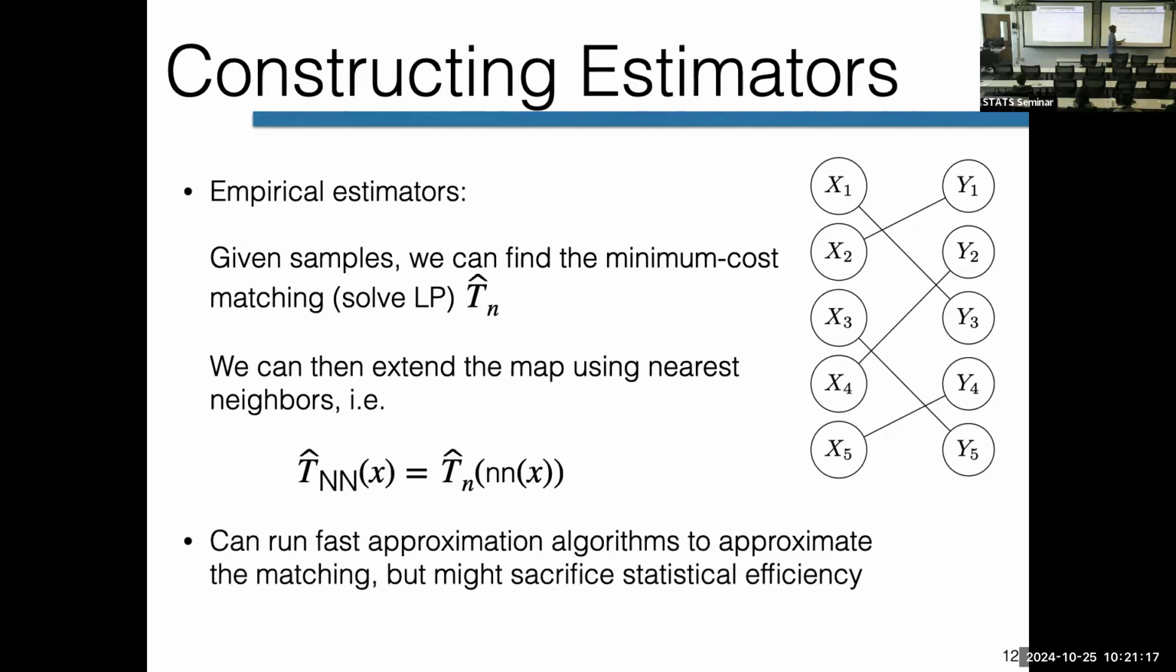And just as a side note, you can run some fairly quick algorithms to compute the matching. You can even approximate it. You might lose some statistical efficiency, but you should think of this as a somewhat easy problem to solve. Given n samples from X and n samples from Y, computing a matching is perhaps not that difficult. Okay, questions?